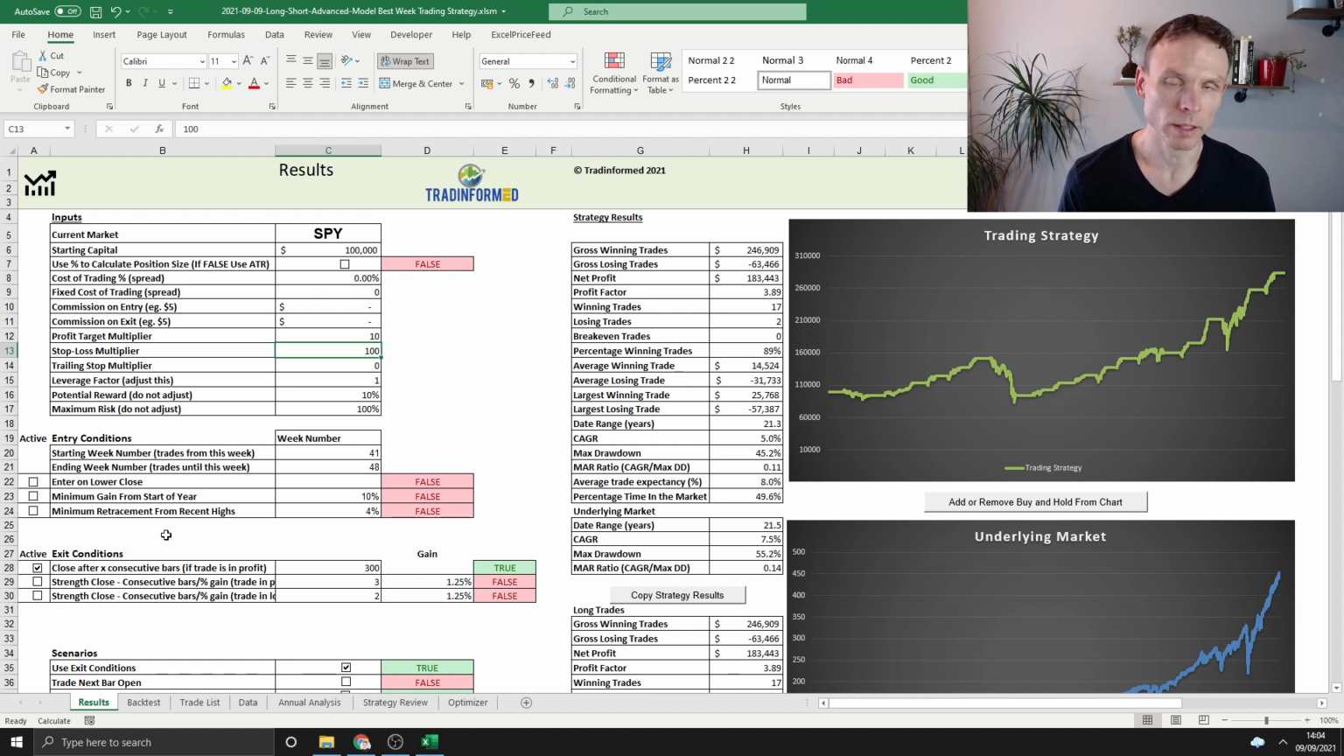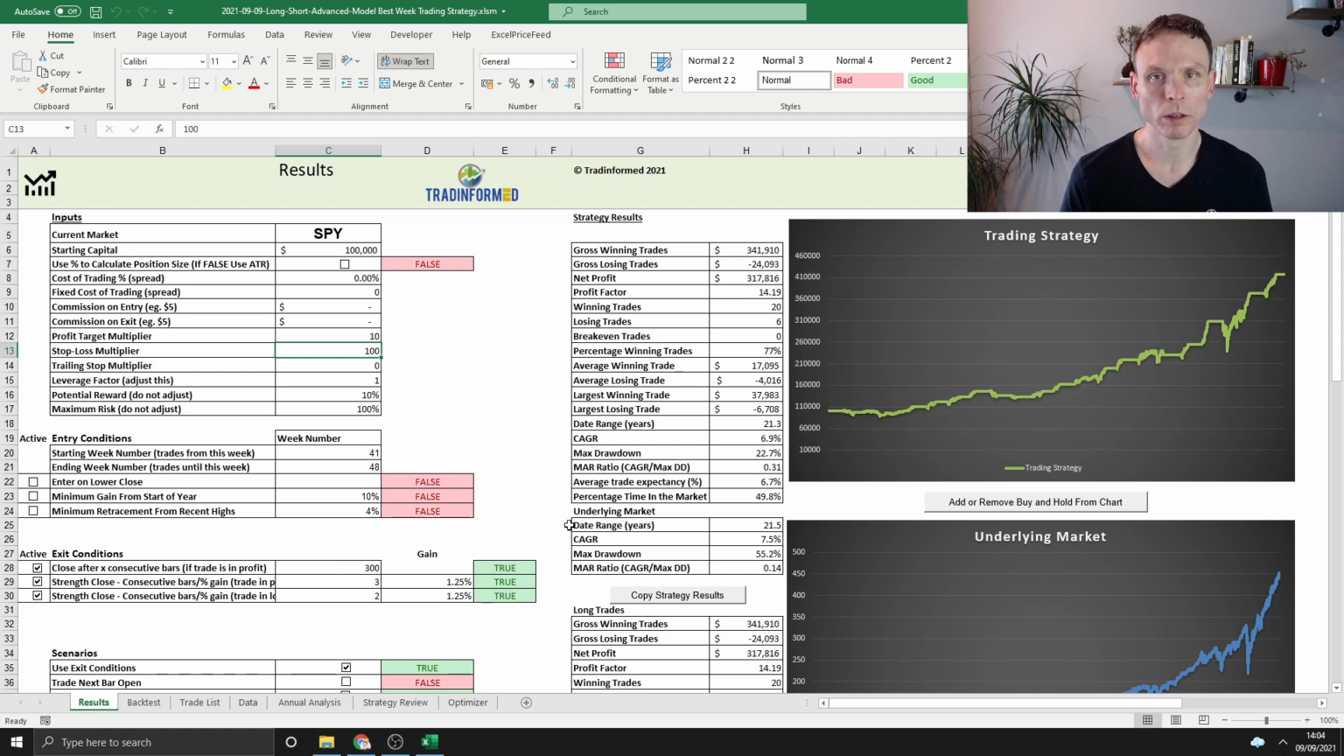Another thing we can do is add some more exit conditions. We've got a profit target. Stop loss is not currently active. We've got a time close. I'm going to introduce 2 more. These are what I refer to as a strength close. It is a way of exiting a trade when things are going well, when we've got some exuberance in the market. The first one of these closes the trade if it is in profit.